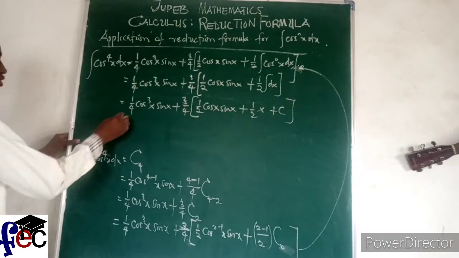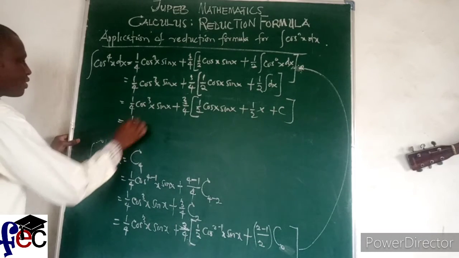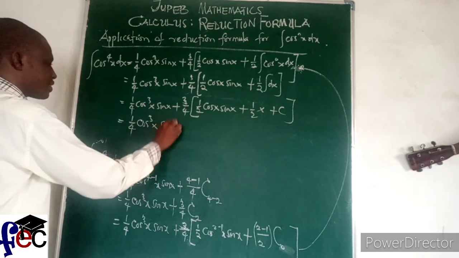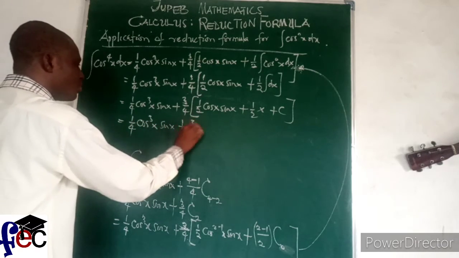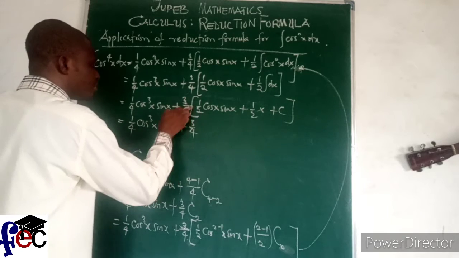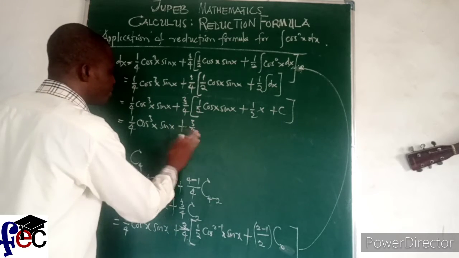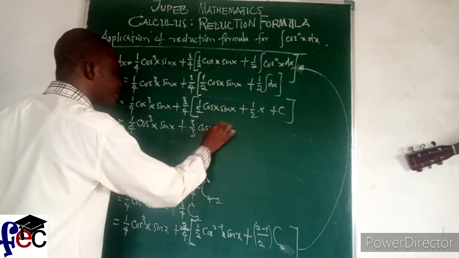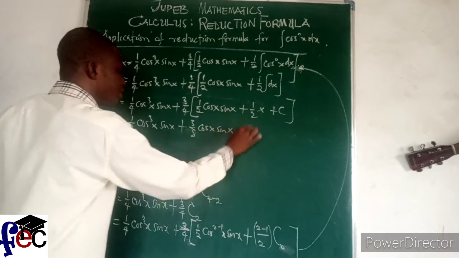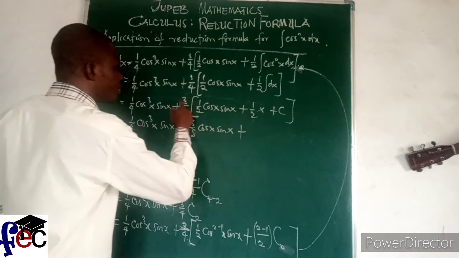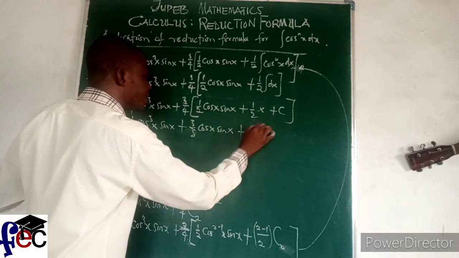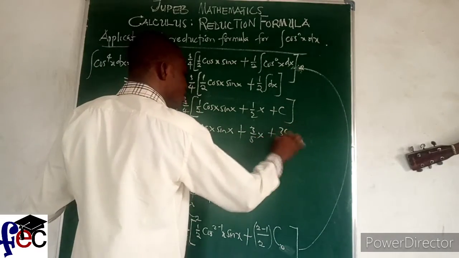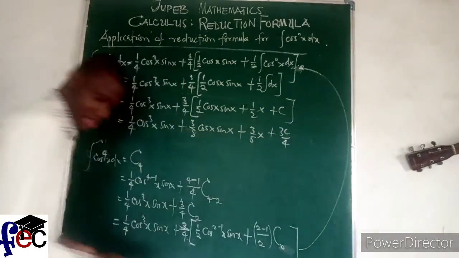So what am I going to have? I will have 1 over 4 cos cube x sine x plus 3 over 4 multiplied by this. What am I going to have? I'm going to have 3 over 8 cos x sine x plus, open this up, what do you have? 3 over 8x. Then what about this? I have 3c over 4. Okay?